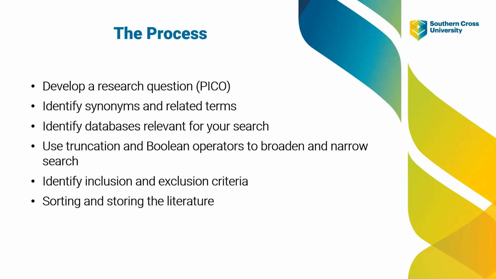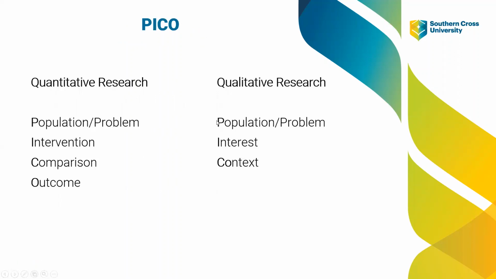small amount of papers, how you use your truncation and your Boolean operators. And then we identify inclusion and exclusion criteria that are particular to our research. And then we sort and store the literature. So, to begin the process, we develop what is called a PICO.